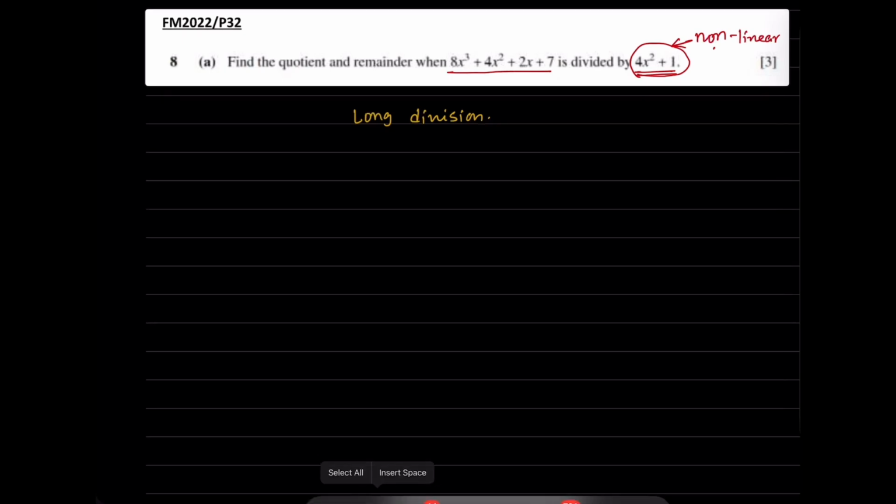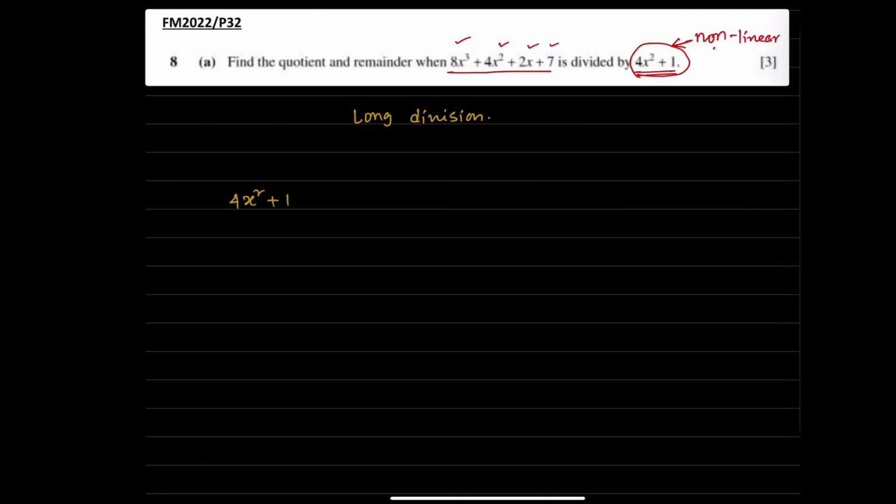All right, second thing, look at the divisor, 4x squared plus 1. After x squared, the order is not maintained, because the order is supposed to be x squared, then x, then a constant value, but there is no x. So we need to correct this one. Every time, look at the polynomial and look at the divisor. The polynomial is x cube, x square, x, then constant. That means the polynomial is in correct order. But the divisor is not in correct order.